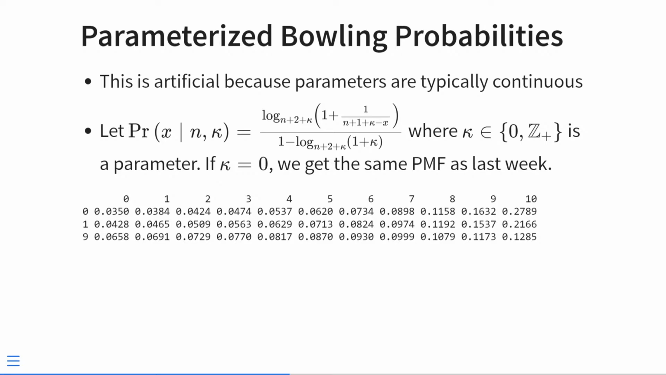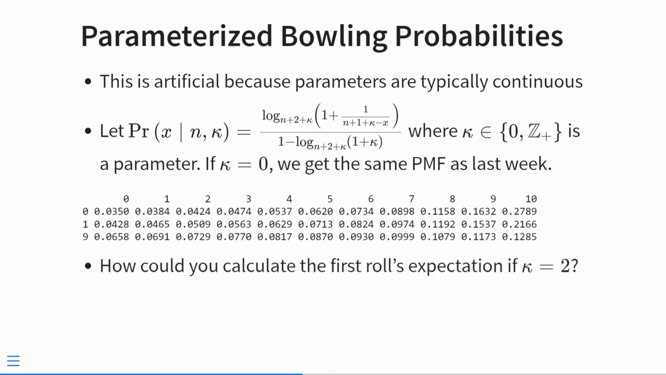And if you added them all up across the rows, they sum to 1. So they're admissible. But they change depending on the value of kappa. Higher value of kappa, lower probability of a strike, higher probability of a gutter ball, but also the intermediate ones change. All right. So last week was a special case where kappa is 0. Now we want to think about the more general case.